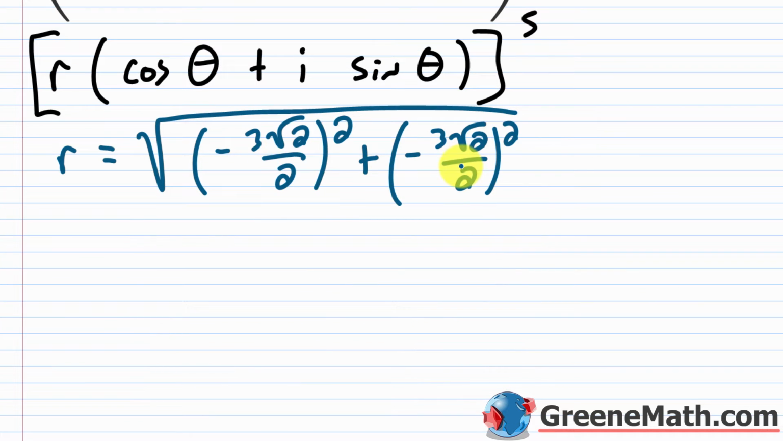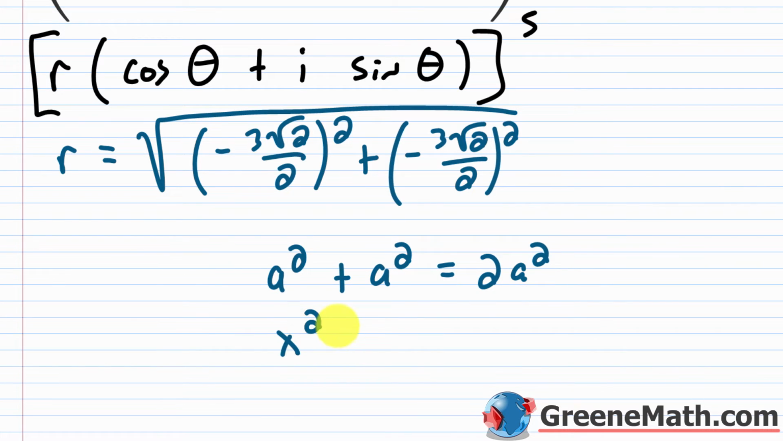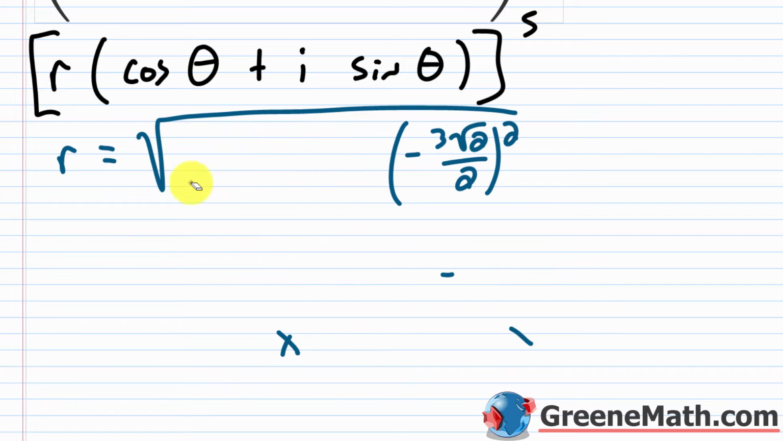All right, now before I do anything here, remember, if you had something like, let's say a squared plus a squared again, this is 2a squared. Or again, if you saw x squared plus x squared, this is 2x squared, right? We know this rule. This is this guy squared plus the same thing squared. So what I can do to shortcut this a little bit is get rid of that and just say it's 2 times this guy being squared.